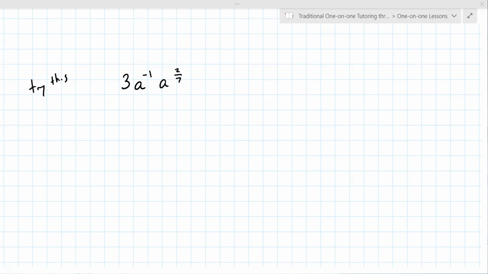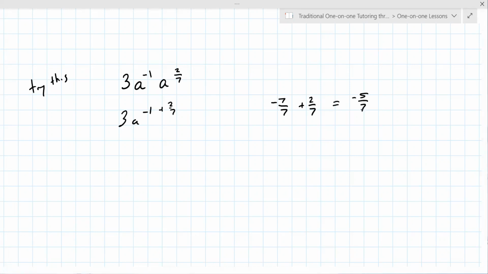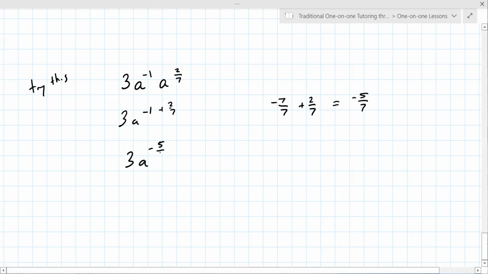How are you doing on this one? I got 3 over a to the 9/7. Okay, so a though, or I'm sorry, the exponent is -1, so that would be -7/7. Yeah, that's what I put. Okay, but when you add the tops here, it becomes -5/7. Oh, never mind. I made a stupid mistake. I accidentally subtracted, not added.